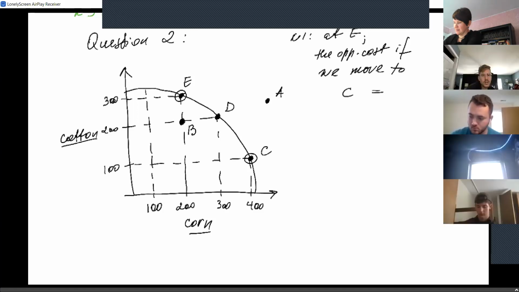Loss of 200 cotton. Okay, almost correct. The answer to the question about opportunity cost does not use the words loss or gain. You just need to give me the actual number. You're absolutely correct saying it's 200 units of cotton, but that's all your answer must be. Okay, 200 units of cotton. That's it. You see, I did not write loss or gain, just the value that we lost. Other than that, excellent answer.